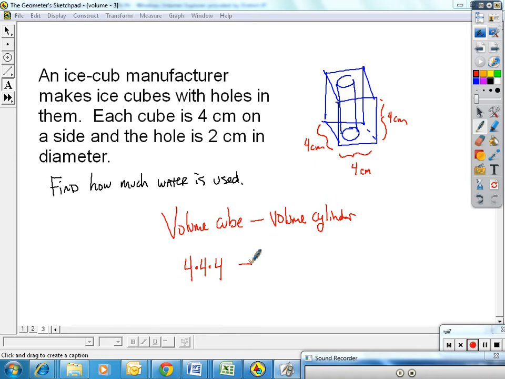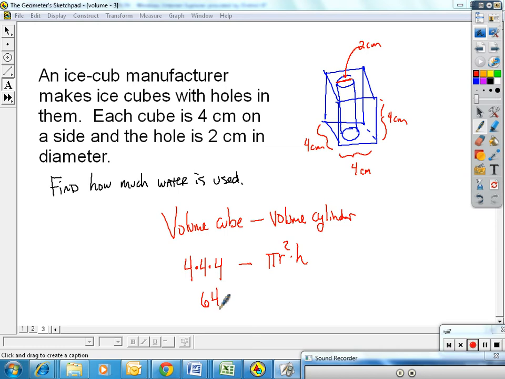All right. I need to give you one more piece of information on the size of that cylinder here. The hole is 2 centimeters in diameter. So this right here is 2 centimeters. So with that, now I can find the base, or my pi r squared times height. So 4 times 4 times 4 is 64.